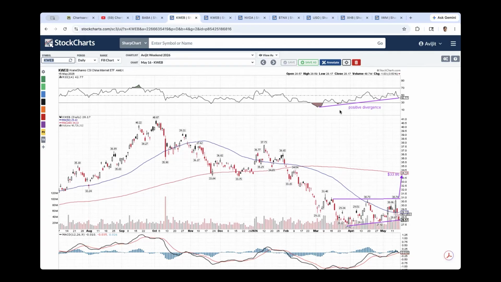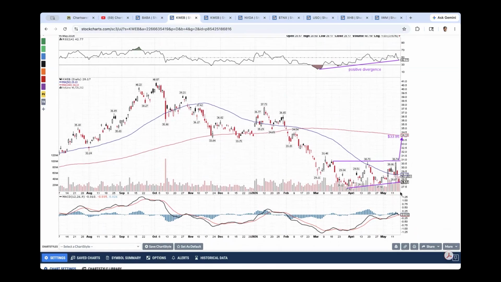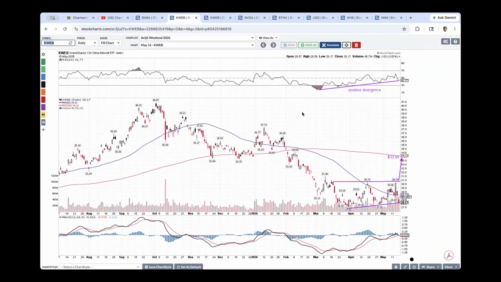Now, there is positive divergence. As the ascending triangle is formed, we can see higher lows in RSI. We can also see higher lows in MACD. Those two are positive signs.